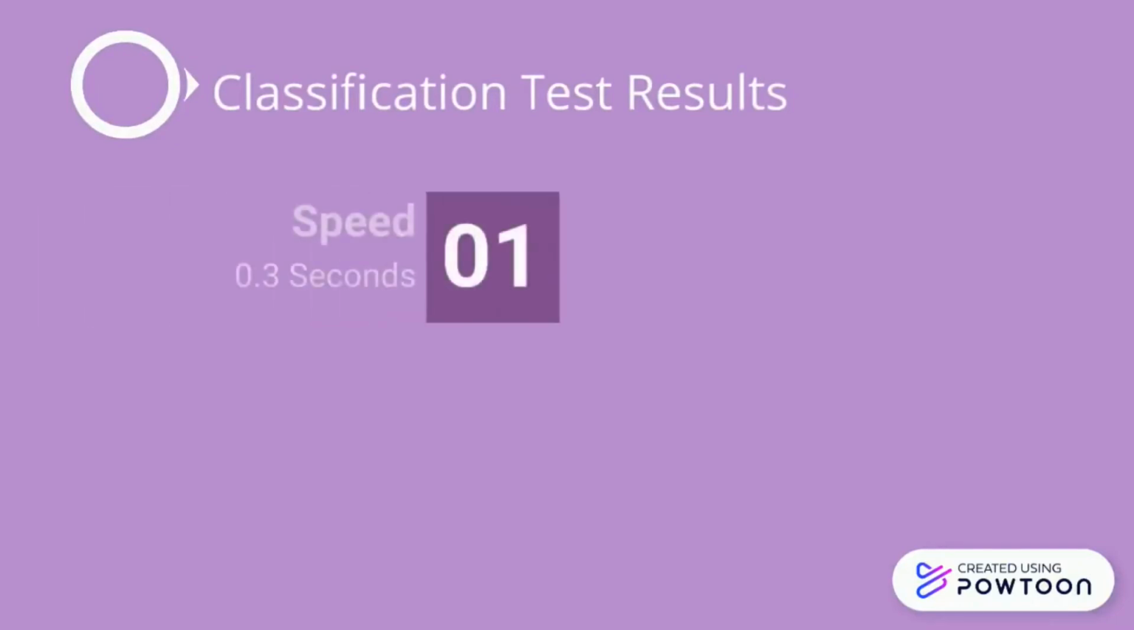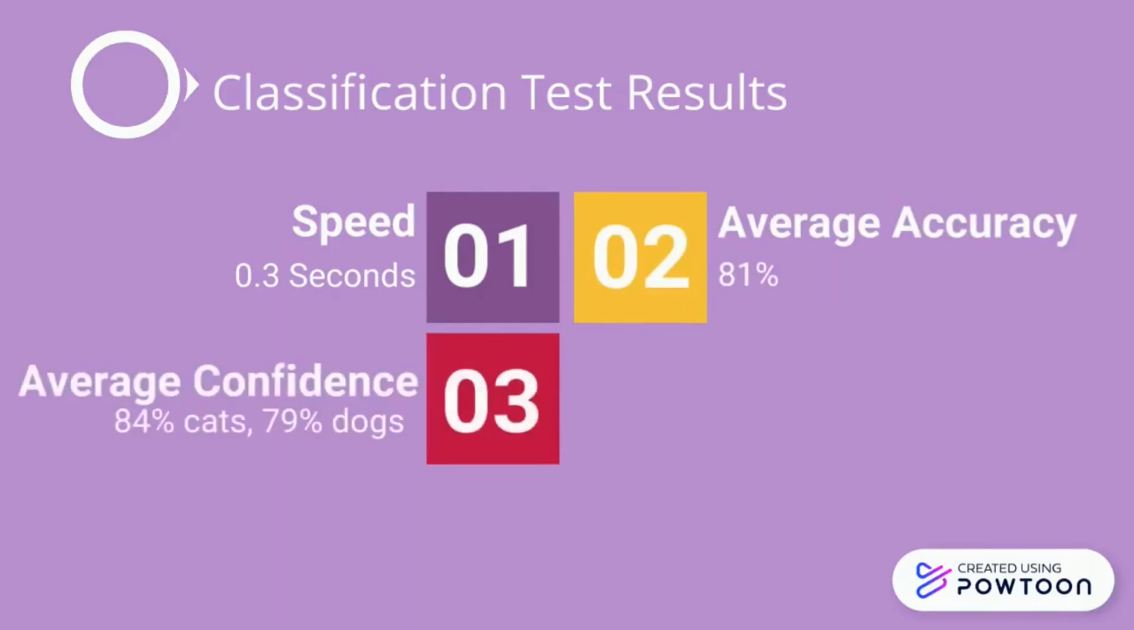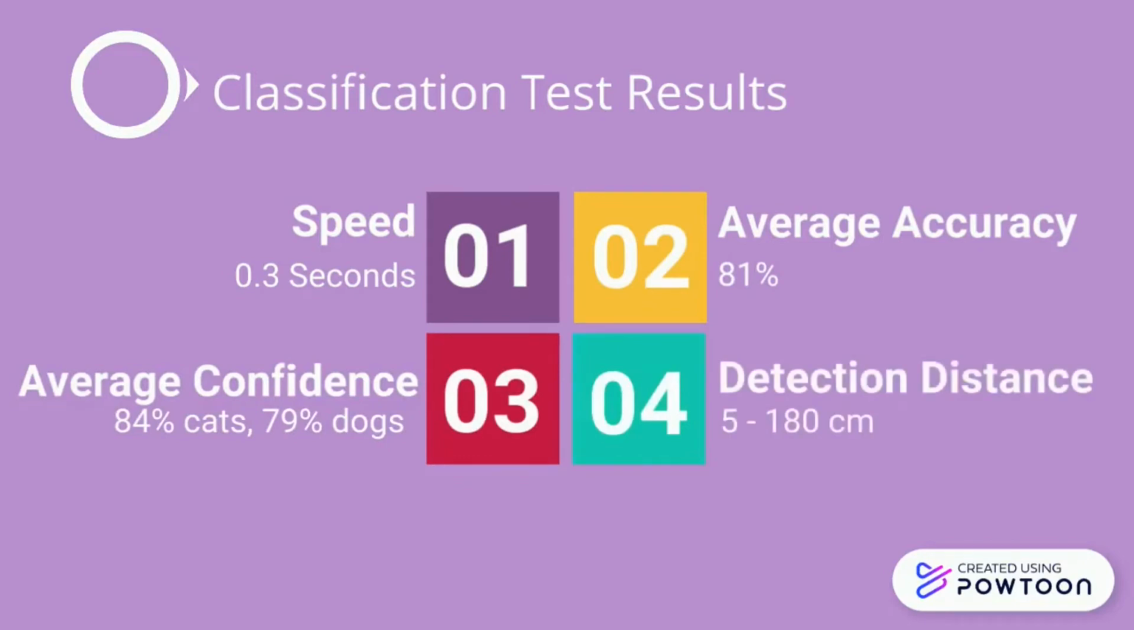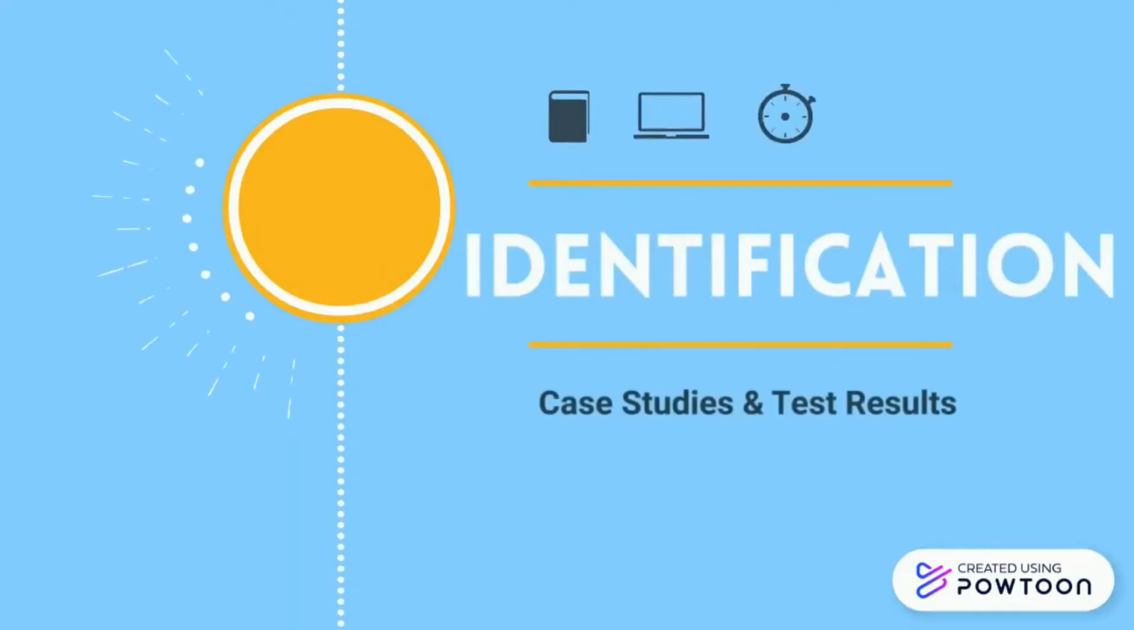Classification is executed in approximately 0.3 seconds. Average accuracy is 81%, which is correct detections over total predictions. Average confidence is 84% for cats and 79% for dogs. Detection distance is approximately 5 to 180 centimeters. We will now examine identification, how it works, case studies, and test results.